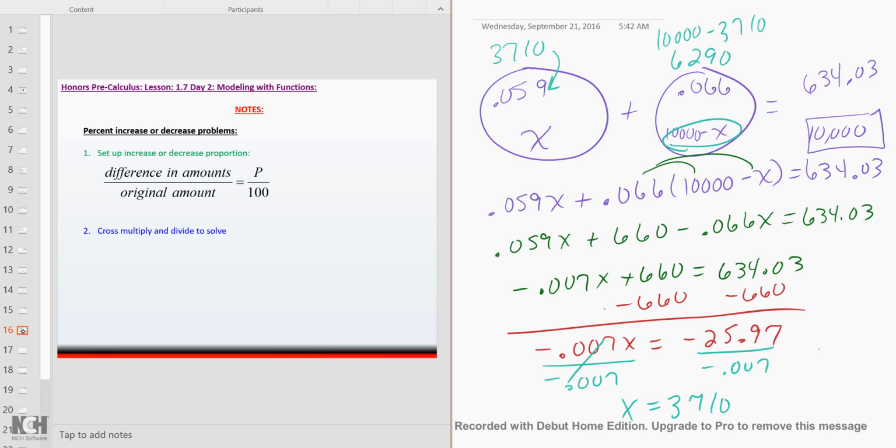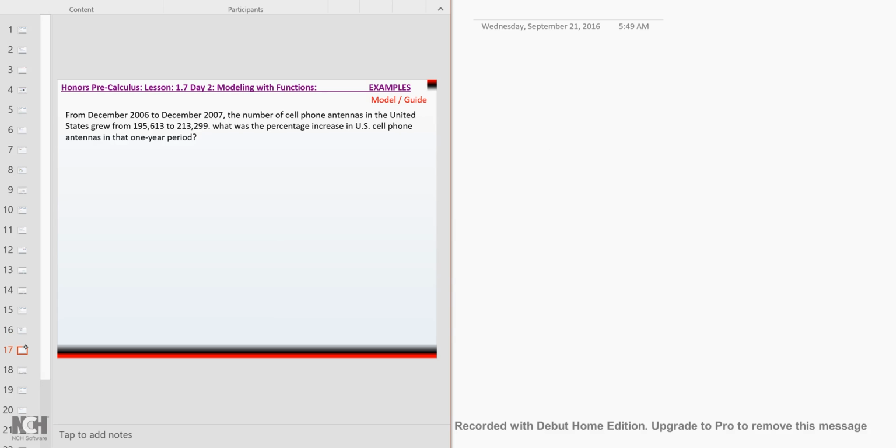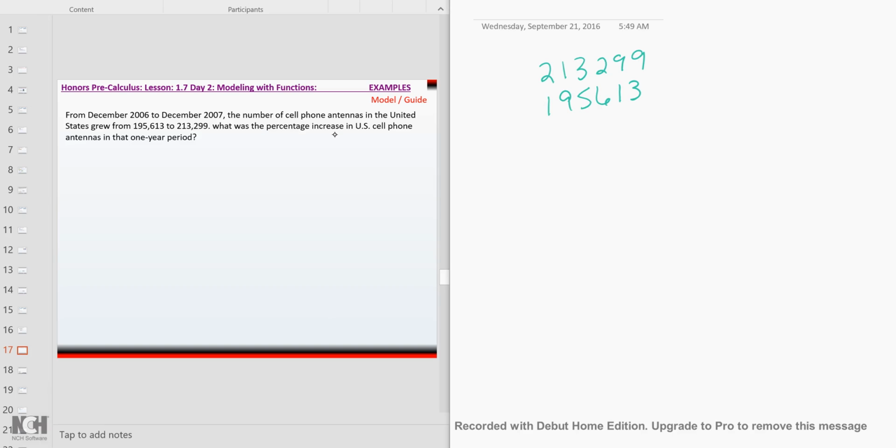In percent increase or decrease problems, you just use your proportion. The difference in amounts over the original amount equals your percent change over 100, and then cross multiply and divide. So it says from December 2006 to December 2007, the number of cell phone antennas in the United States grew from 195,613 to 213,299. What was the percent increase in the U.S. cell phone antennas in that 1 year period?